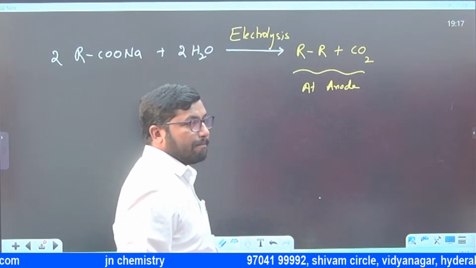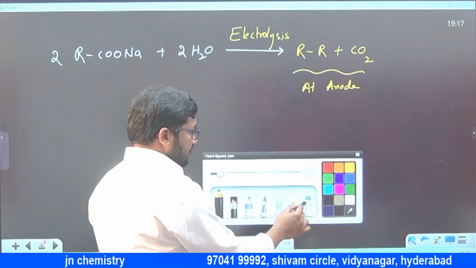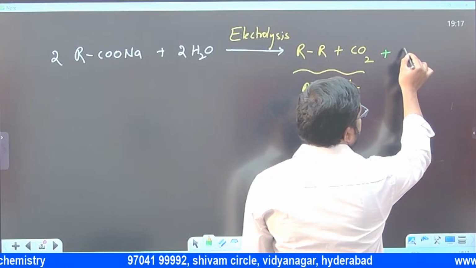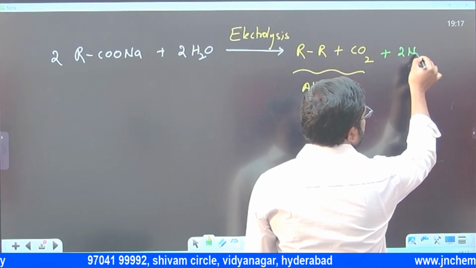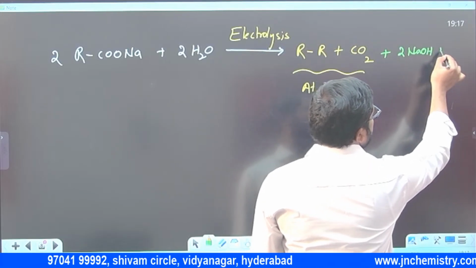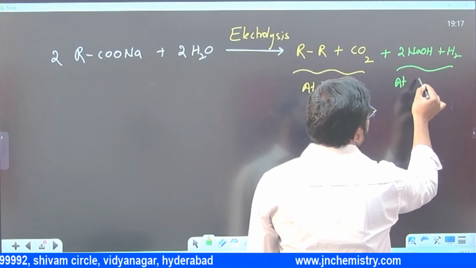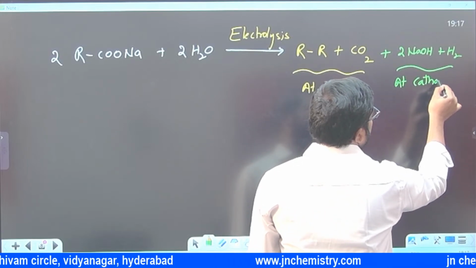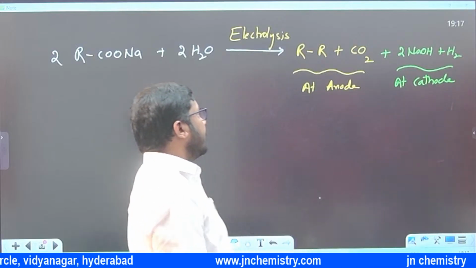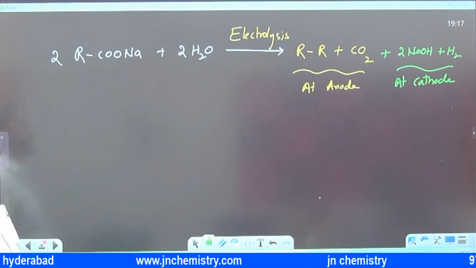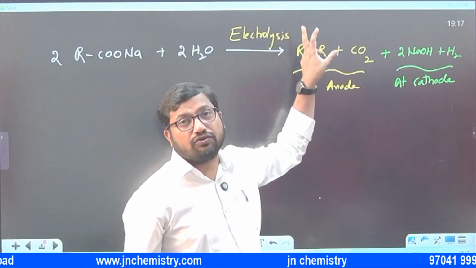At anode. And 2 moles of NaOH plus hydrogen at cathode. At cathode. Alkane. Actually, why are we doing this Kolbe electrolysis?